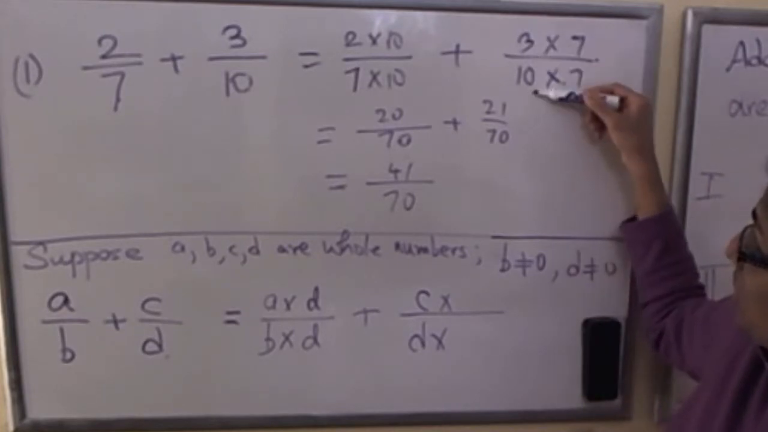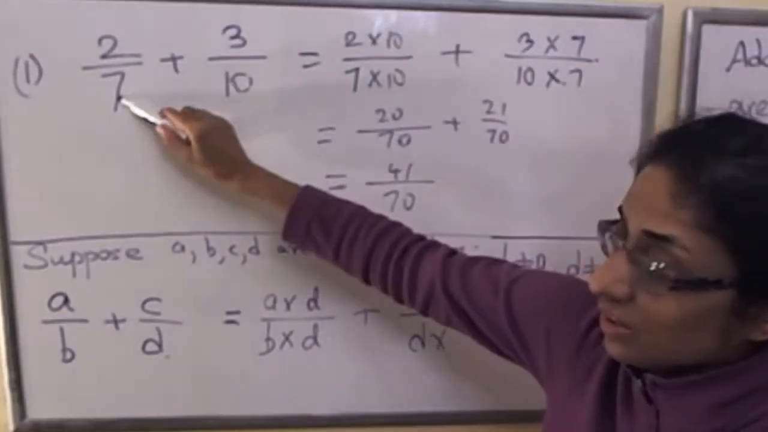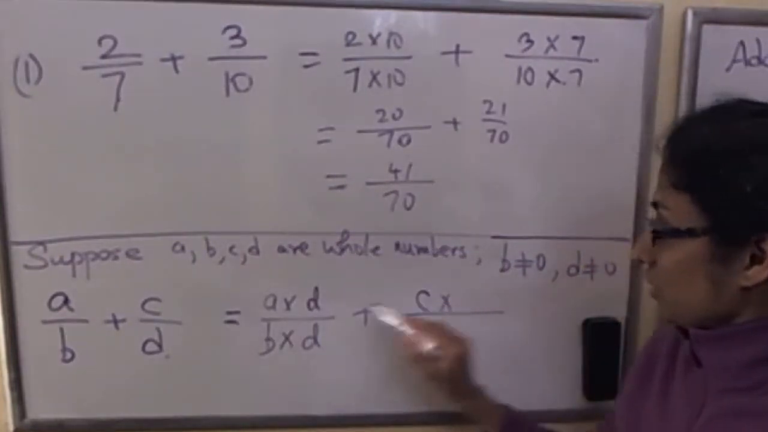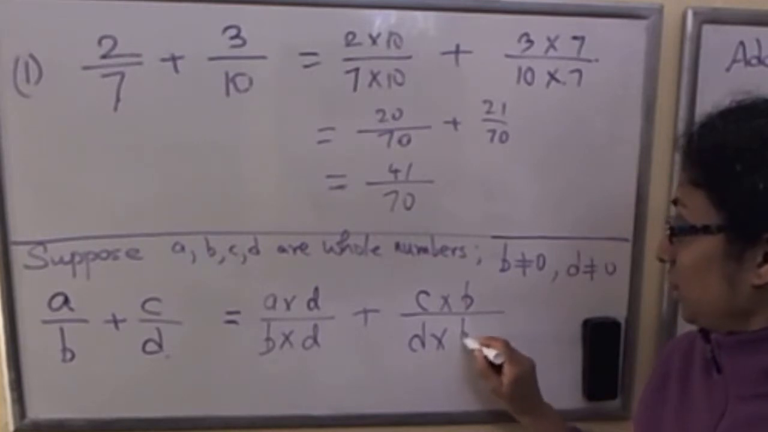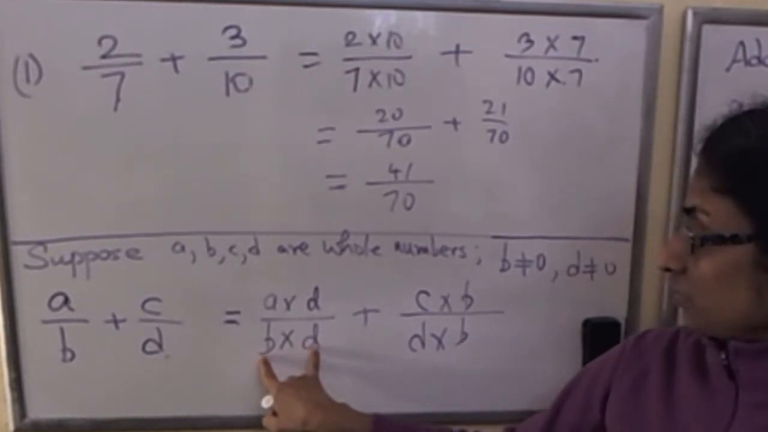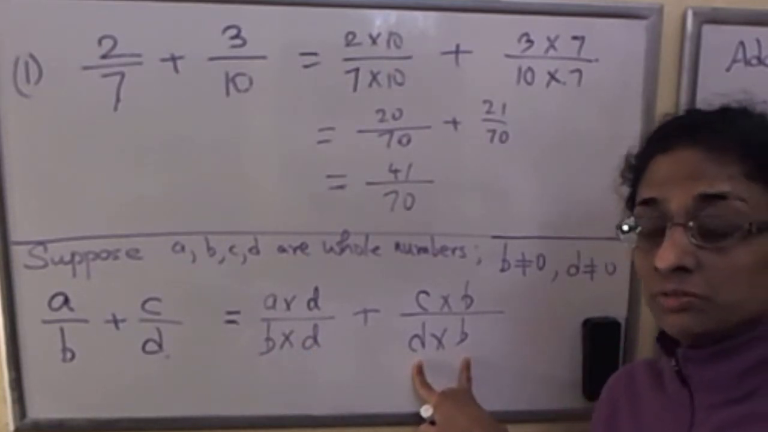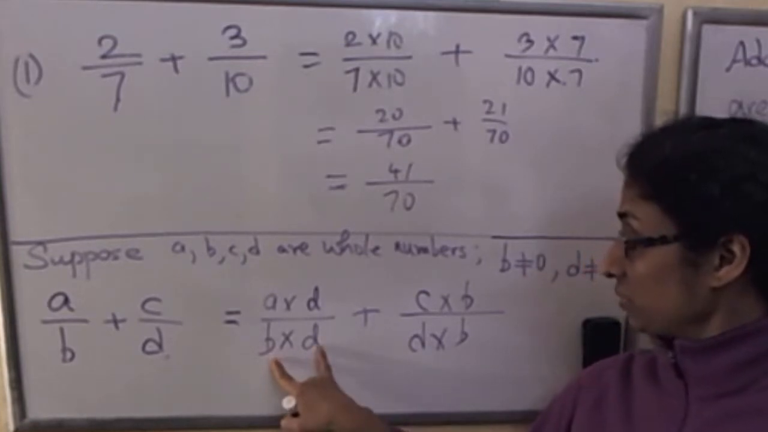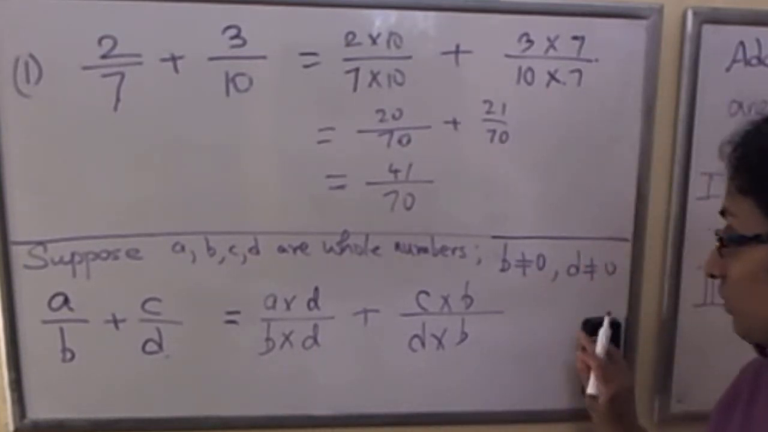Let's look here: 3 over 10 times 7. Where did we get 7? 7 is the other fraction's denominator. So here, for C over D, we pick the other one's denominator, B and B. Now notice what we have: the same denominator, B times D and D times B, but by the commutative law of multiplication, B times D is the same as D times B. So no problem.